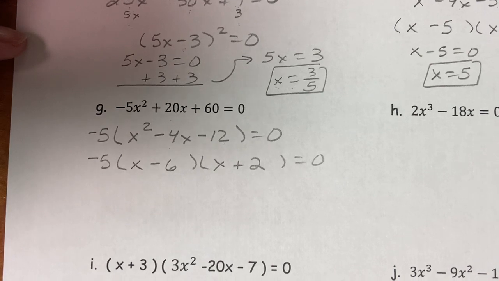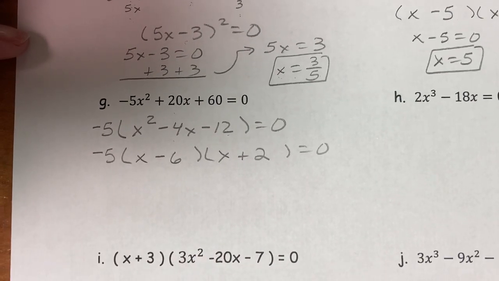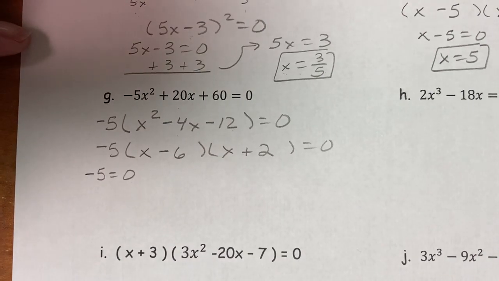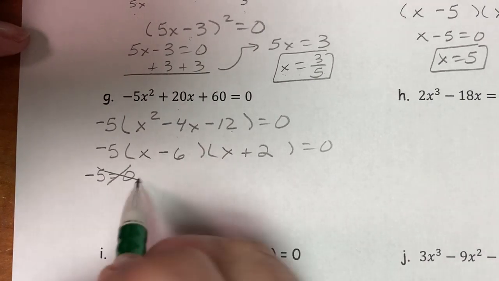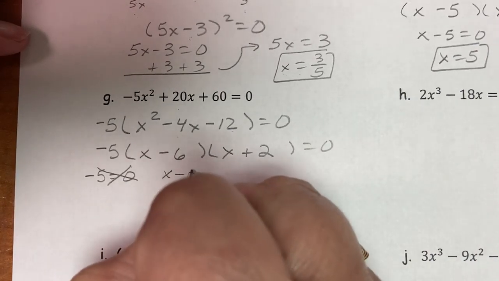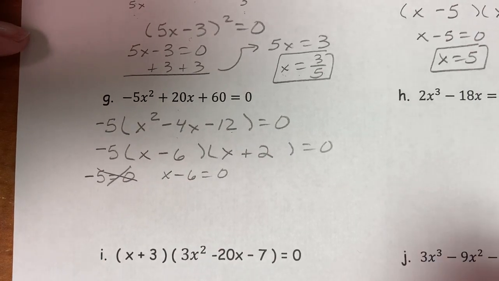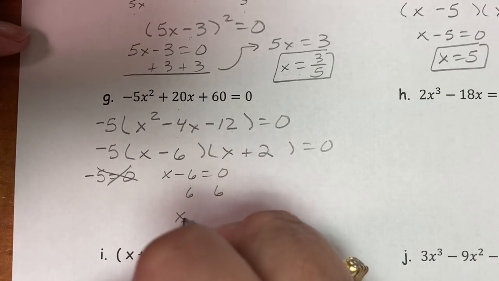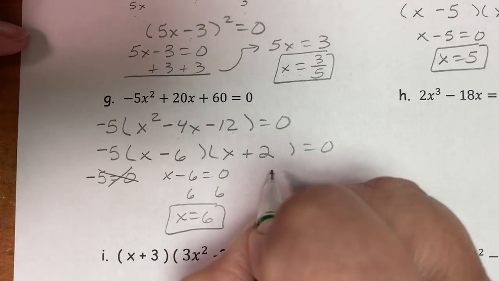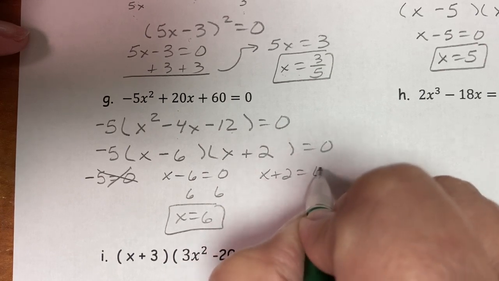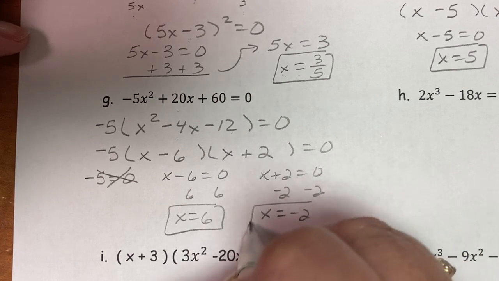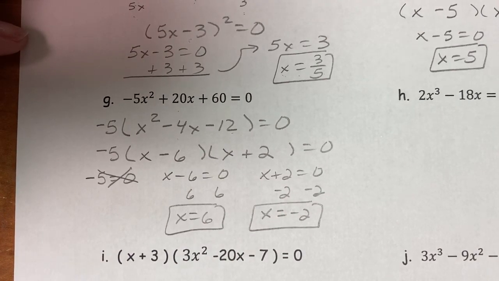So now when we take each factor and set it equal to 0, if I take this first factor and set it equal to 0, does that give me a solution? It doesn't. It doesn't even have a variable. So I go ahead and take my second factor and set it equal to 0. And if I add 6 to both sides, I get a solution of x equals 6. And if I take my last factor and set it equal to 0, solving by subtracting 2 from both sides, I get my second answer of -2.